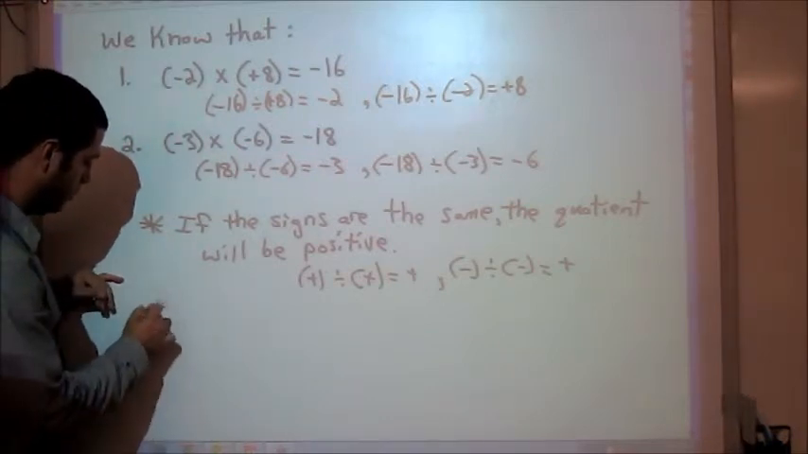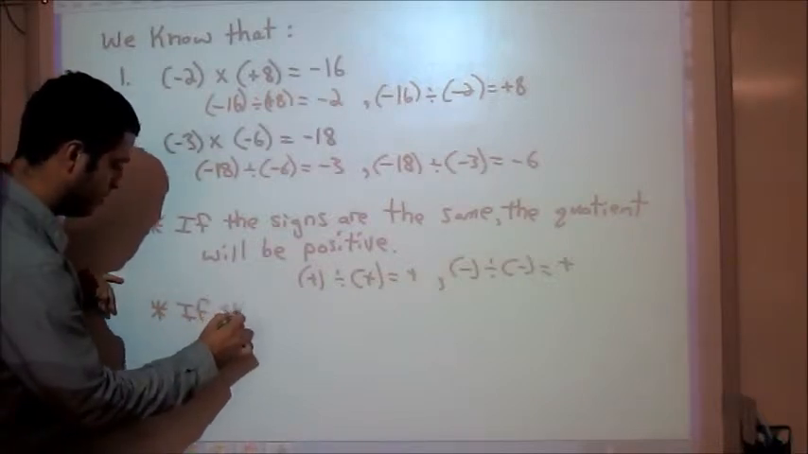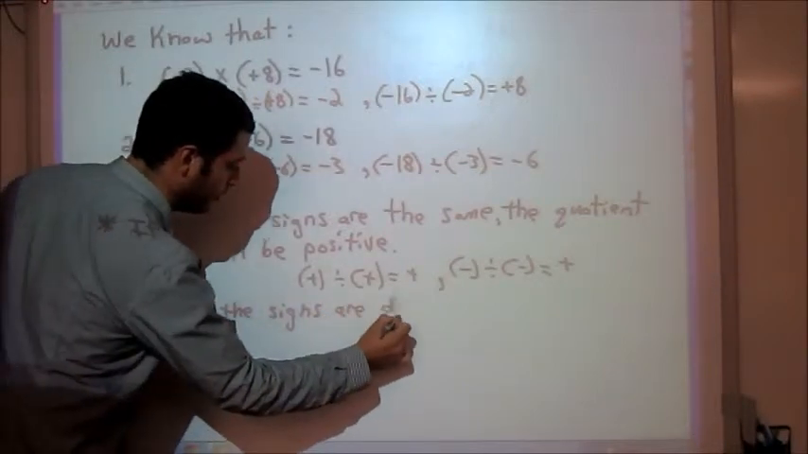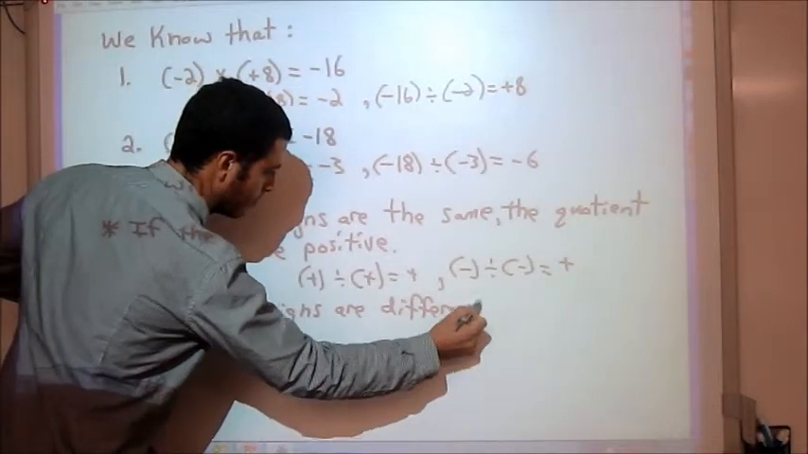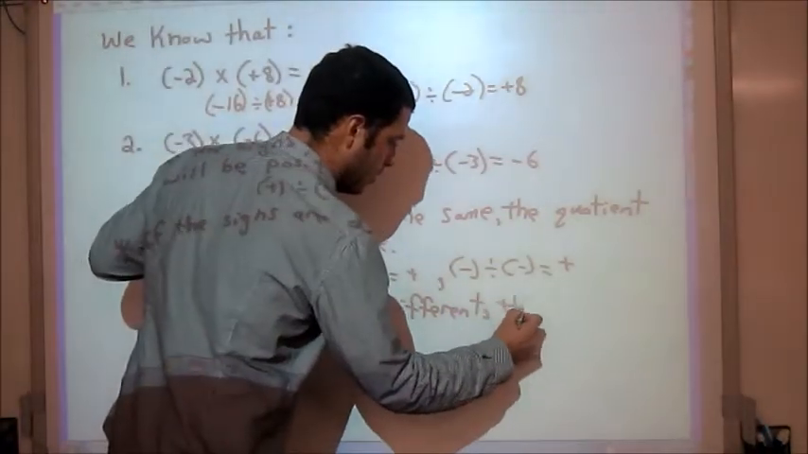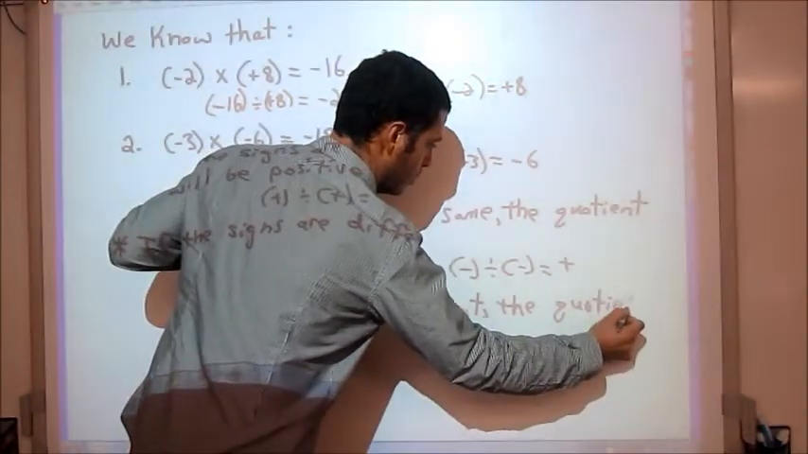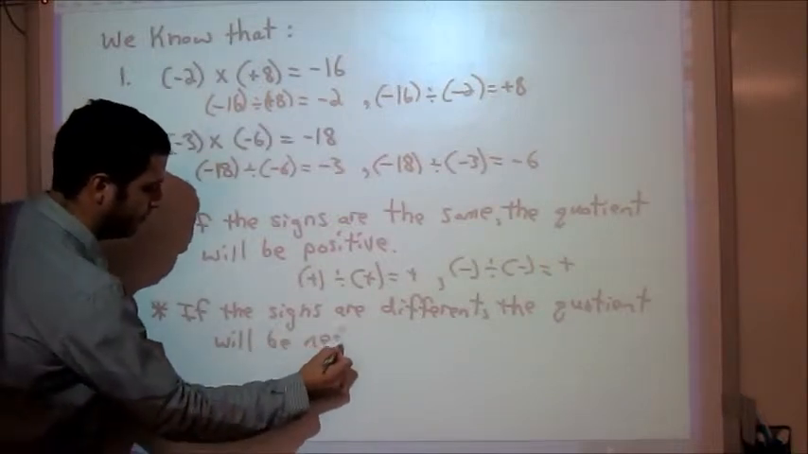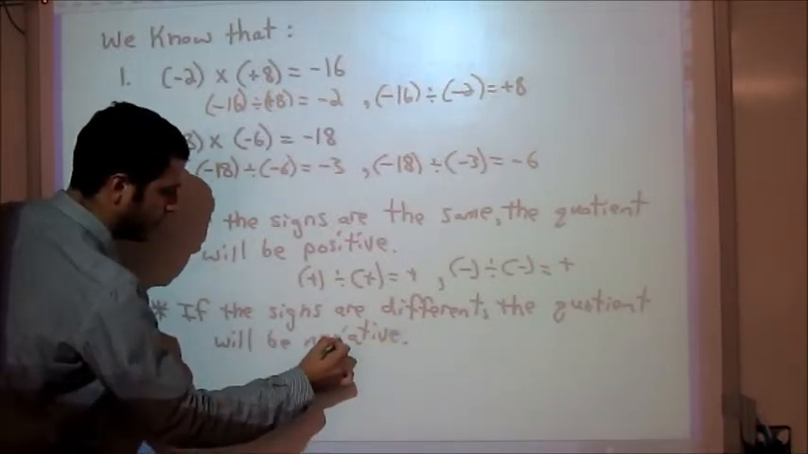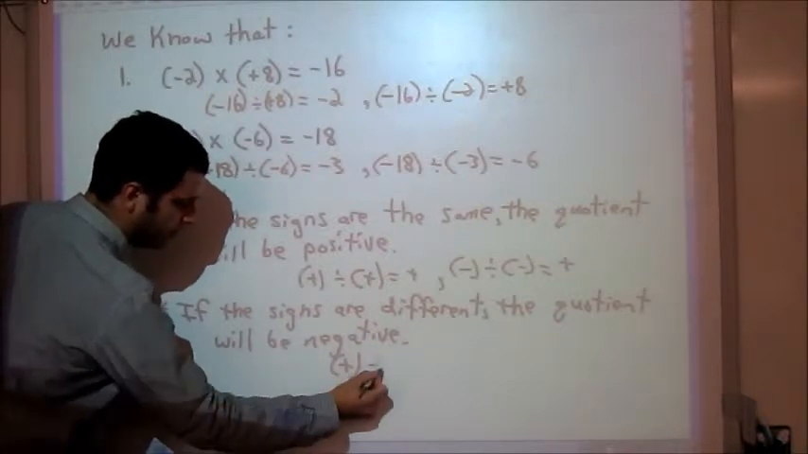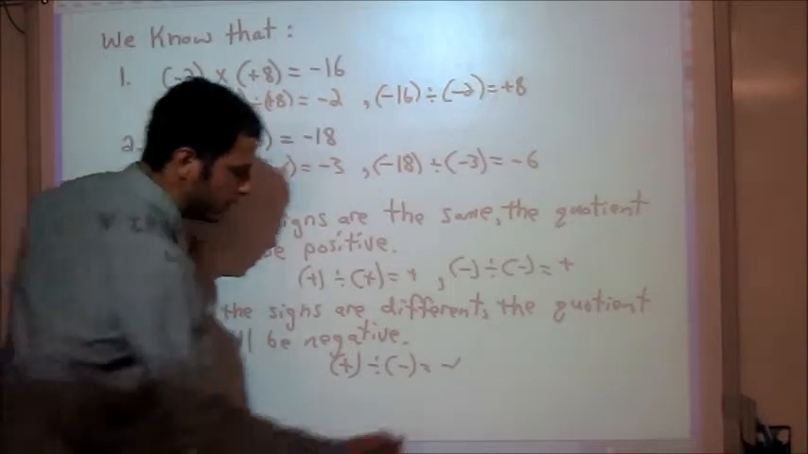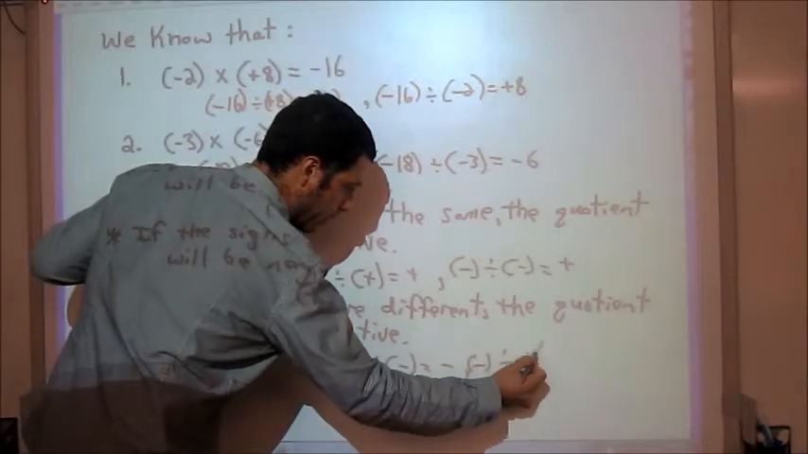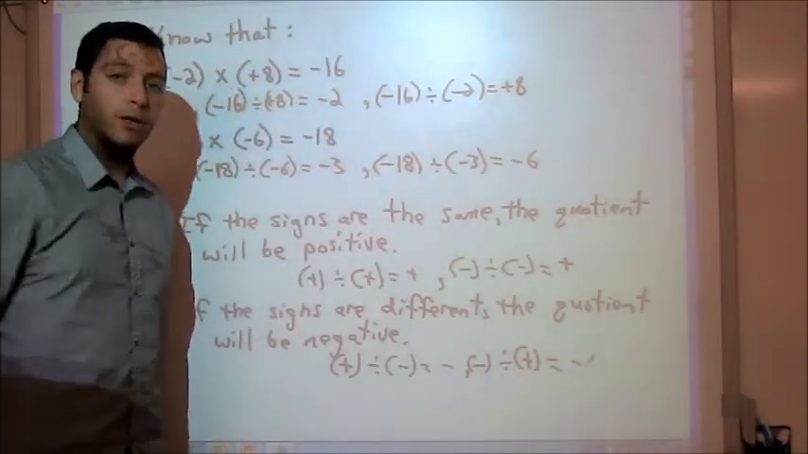All right, the second rule is if the signs are different, the quotient will be negative. And it doesn't matter the order. A positive divided by a negative will always equal a negative, and a negative divided by a positive will also equal a negative.